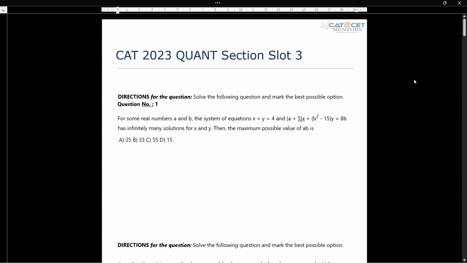I am Soumya Sharma. I have scored 98 percentile in quants in CAT 23 slot 3 section. Today we'll be doing something very interesting, and also I'm teaching non-CAT at C2C for the students who are preparing for SNAP and MATSAT. I'm taking quants for them.